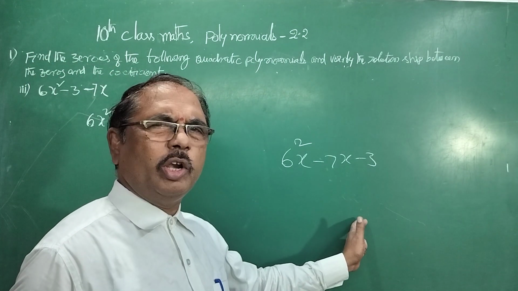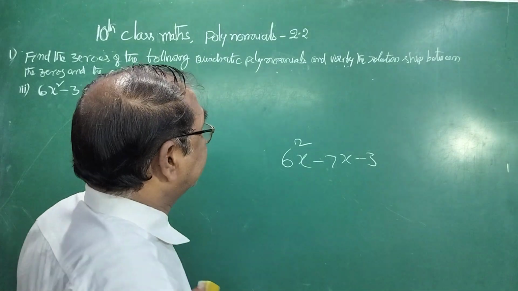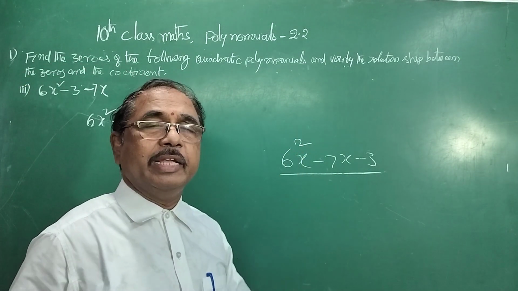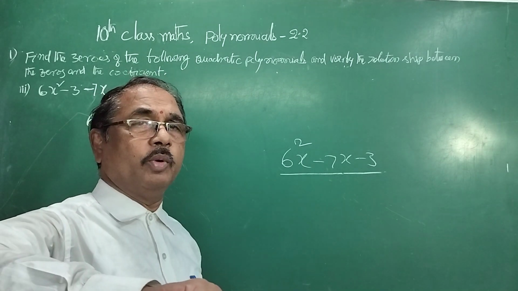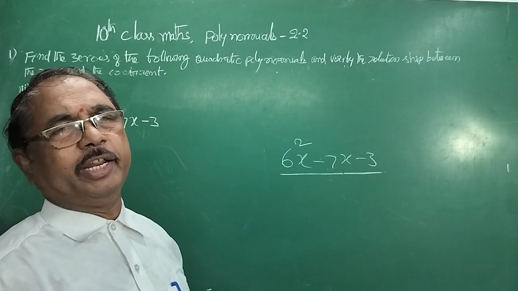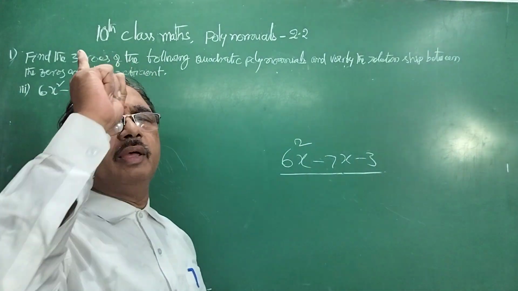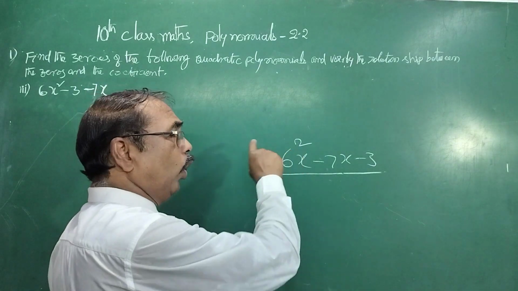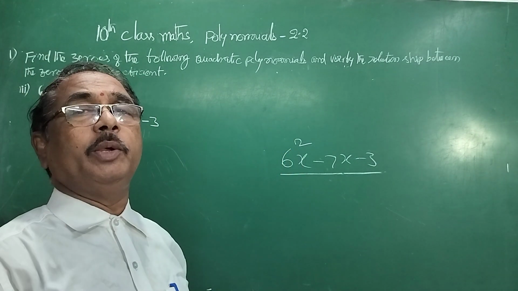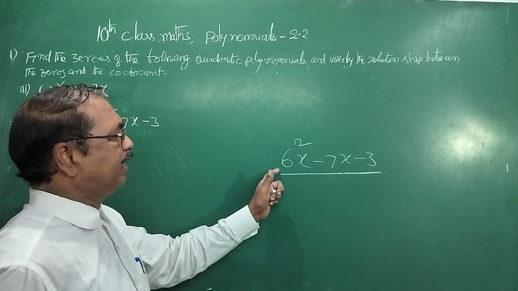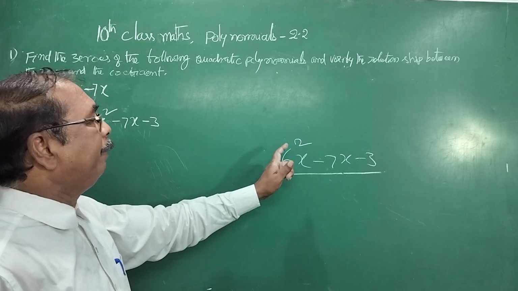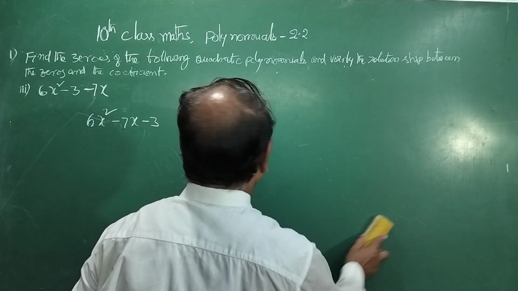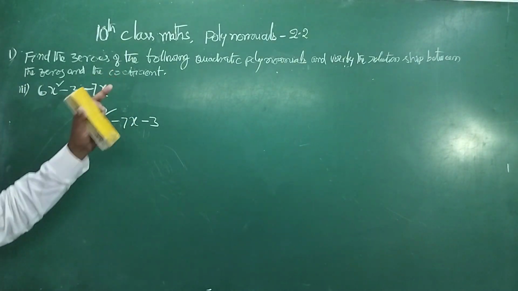Whether it is a quadratic polynomial or not, how do we know? Yes, in this polynomial the highest exponent is 2. When the highest exponent is 2, that is a quadratic polynomial. If the highest degree is 1, that is a linear polynomial. If the highest degree is 3, that is a cubic polynomial. Like that we divide. Yes, it is a quadratic polynomial because the highest degree is 2.